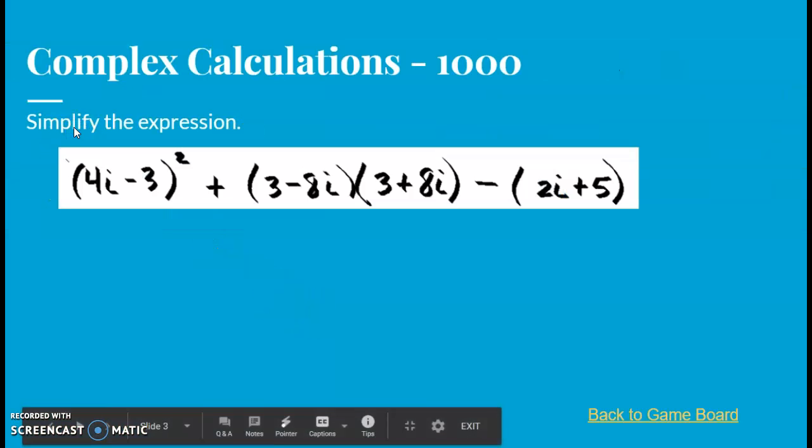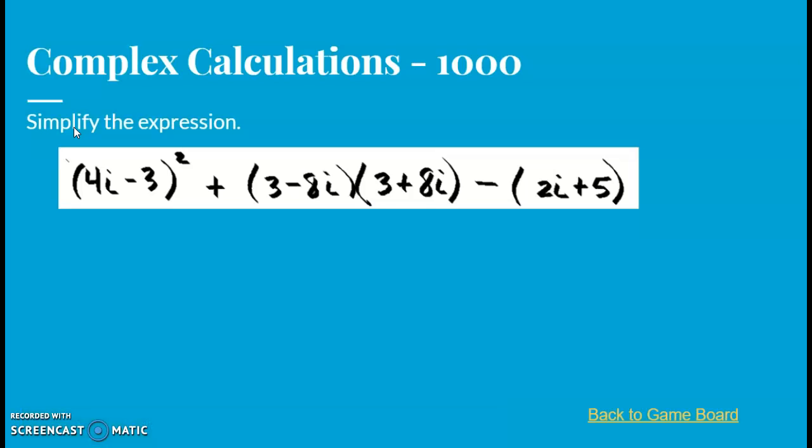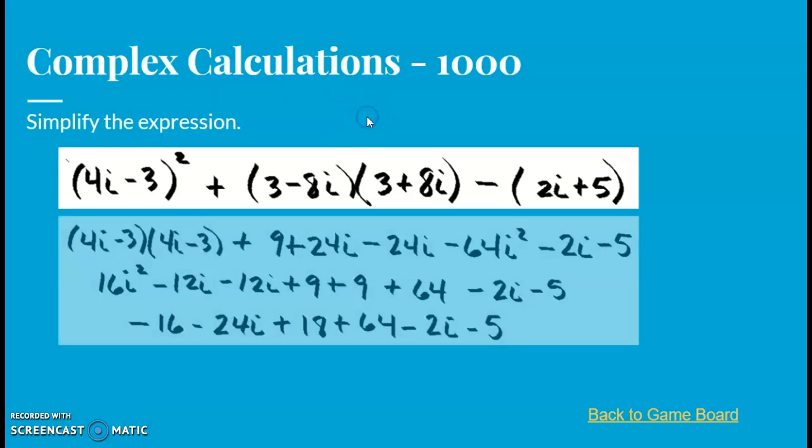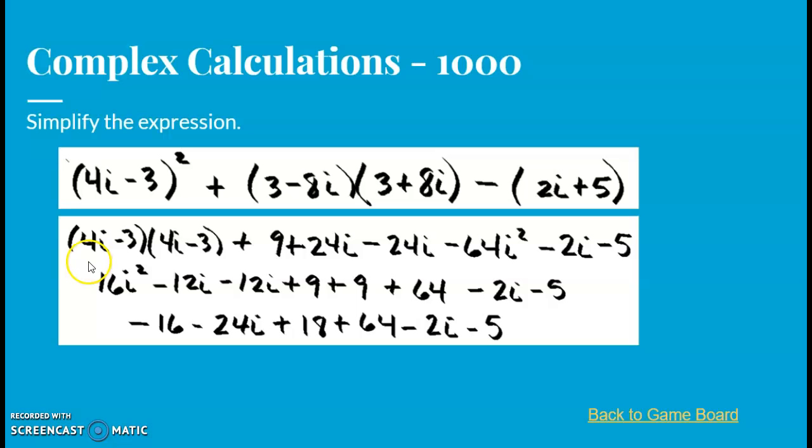We're supposed to simplify this expression: (4i minus 3) squared plus (3 minus 8i) times (3 plus 8i) minus (2i plus 5). Here is all of the work for the problem. I wrote out the left part twice, started foiling over here in the middle. 3 times 3 is 9. We have a plus 24i, a minus 24i, minus 64i squared. Here I distributed the negative to the 2i and the 5, making them both negative.